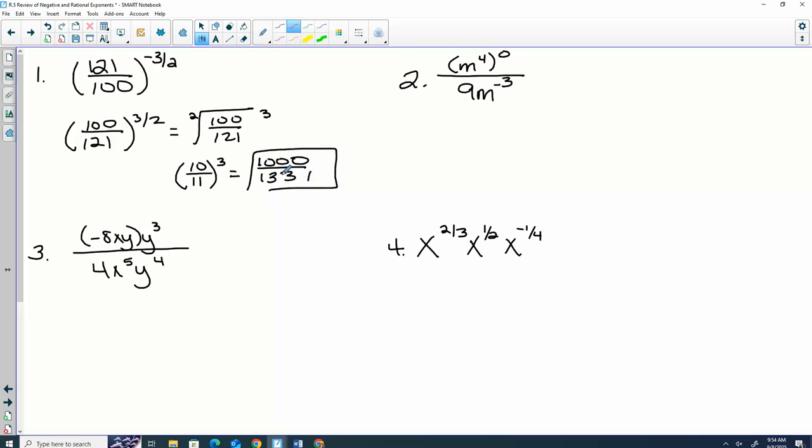Now, could you plug that original one into your calculator? Absolutely. But we are going to also talk about some that have variables in them, and we don't have the ability to just plug it into the calculator with variables. So that's why I worked it through and made sure we understand what's happening there.